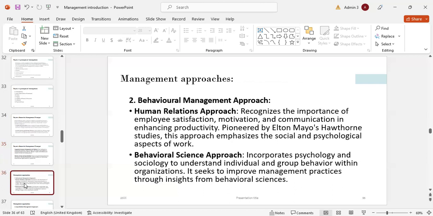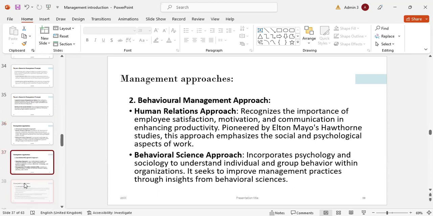Management approaches. First was classical and second is behavioral management approach, which further divided into human relation approach, recognize the importance of employee satisfaction, motivation, communication in enhancing productivity. Pioneered by Elton Mayo's Hawthorne study, this approach emphasized the social and psychological aspect of work. Behavioral sciences approach incorporates psychology and sociology to understand individual and the group behavior within the organization. It seeks to improve management practices through insight from behavioral sciences.